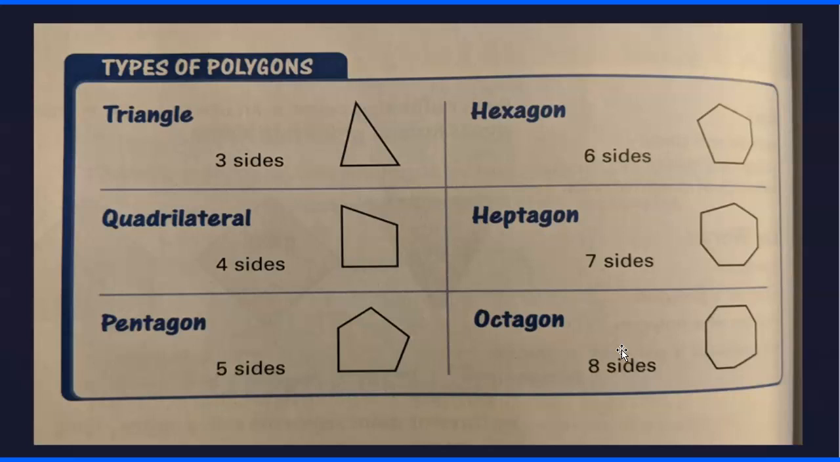We already pointed out a triangle has 3 sides, a quadrilateral, quad, 4 sides. Pentagon has 5, hexagon has 6, heptagon has 7, and octagon has 8. This is a good piece to add to your index cards, to your toolbox, because if you have to refer to them, this gives you a nice little chart.